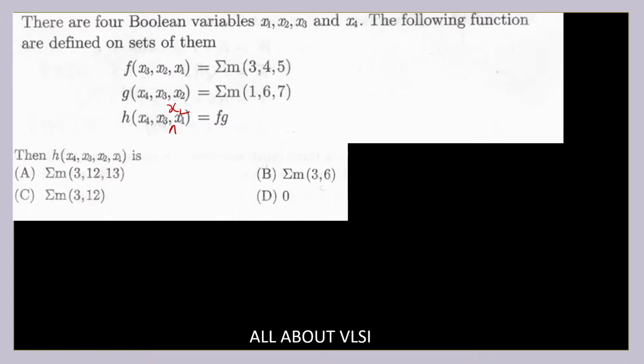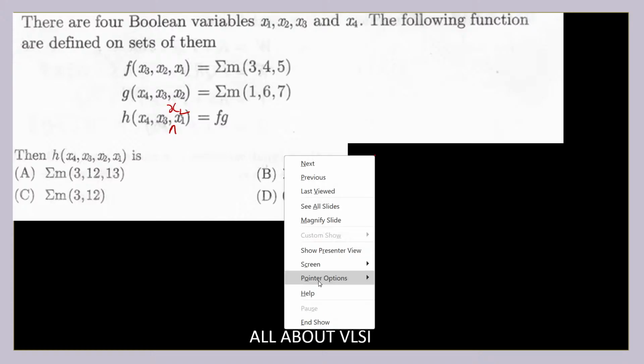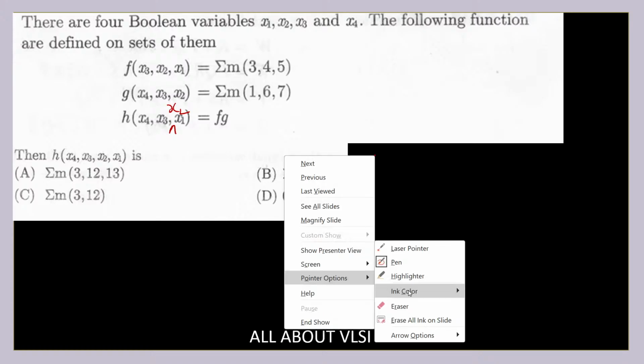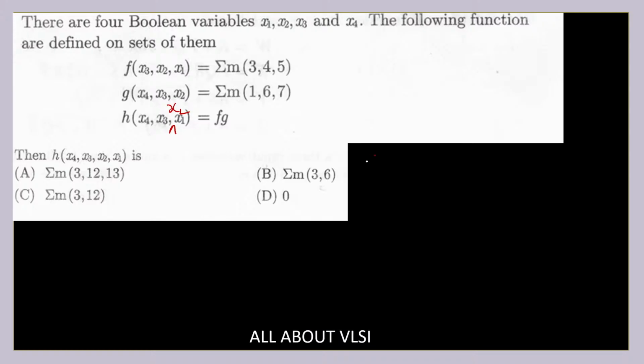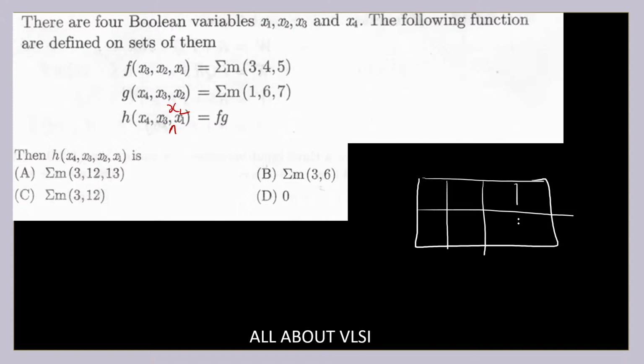Now, what are we going to have? We need to find out the function f. So the function f will be in terms of x3, x2, x1, right? It is a three variable function where x3 is my MSB and x2, x1 are the remaining terms. The minterm positions are 0, 1, 3, 2, 4, 5, 7, 6, and the minterms are 3, 4, 5.